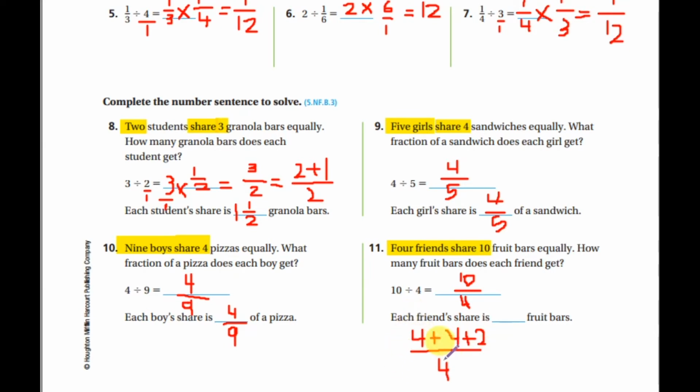Okay, now let's summarize this fraction into a mixed number. 4 over 4 will be 1. And 4 over 4 will be 1. So I have here 1 plus 1, which will give me 2. Then what is the last fraction here? 2 over 4. Is it a proper fraction? Yes, it is a proper fraction because 2 is less than 4.